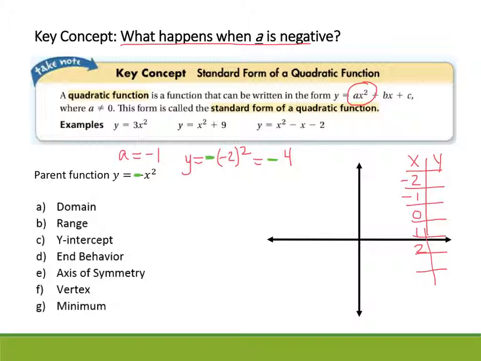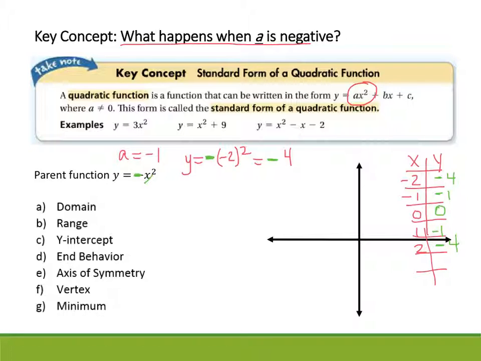So if I put in a -2, I would get -4. If I put in -1, I get -1. 0 should be 0, 1 should be -1, and 2 should be -4. So again, the negative preceding the x squared term is just going to take the graph of y equals x squared, and it's going to negate all of the range values.